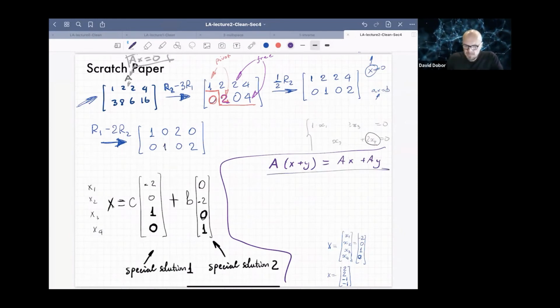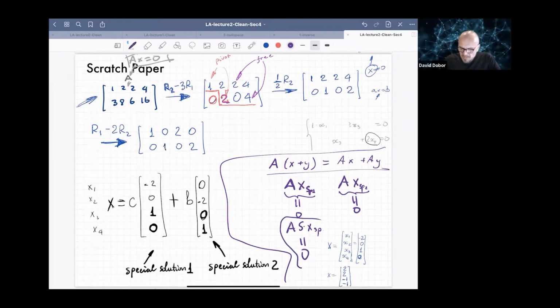But anyway, here what's happened is that we found one special solution, that is, A applied to special solution 1 was 0. A applied to special solution 2, that whole thing is also a 0. How about A applied to special solution times 5? Is that also a 0? Right? Any multiple of the special solution.